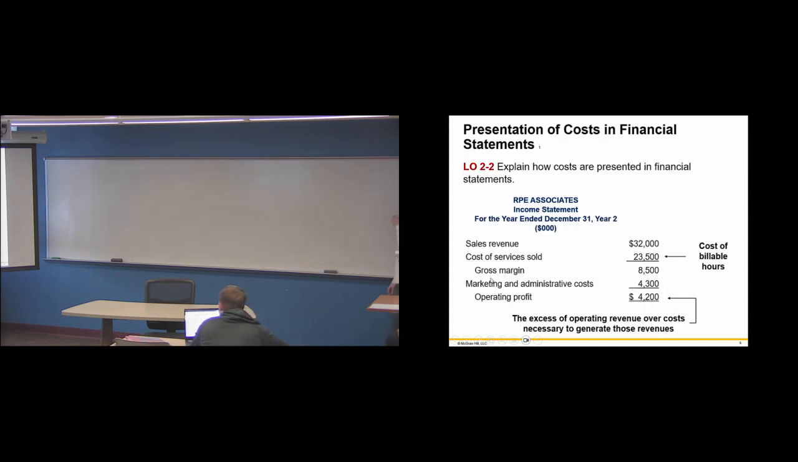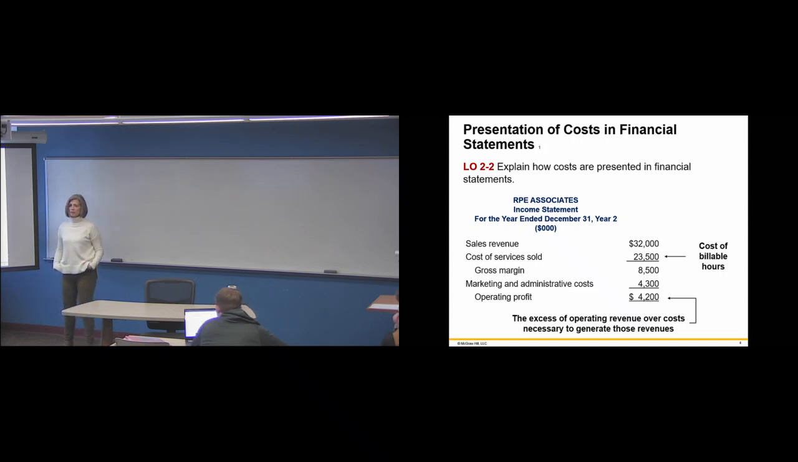This is just a review of GAAP financial statements. This is a basic income statement. This should look familiar. God, I hope it looks familiar. But maybe a slight difference here I'll talk about, but we have RPE Associates income statement for the year ended December 31st. And then in parentheses, you've got those zeros, which means that we've got to add 3 zeros onto our numbers in the financial statement. And that's just so that we don't crowd the page with a bunch of zeros.